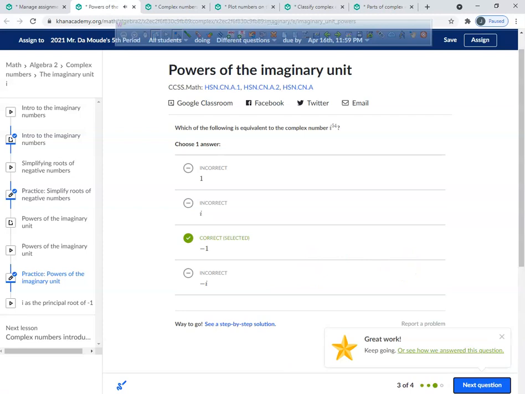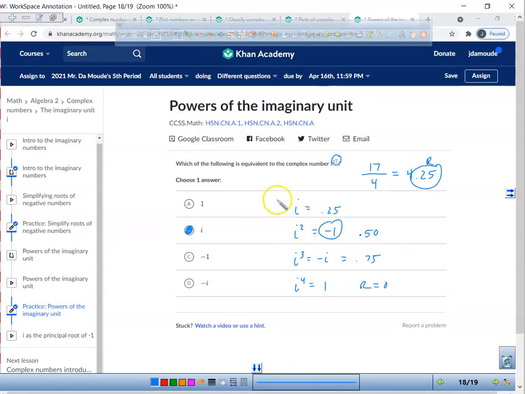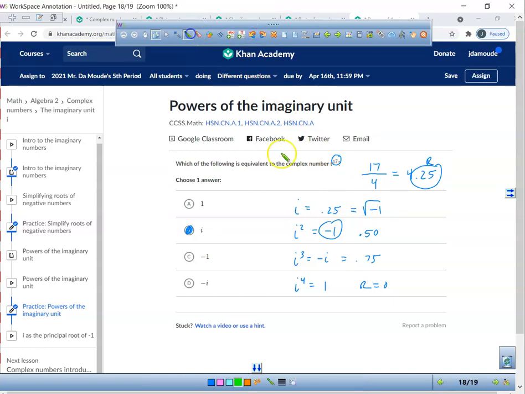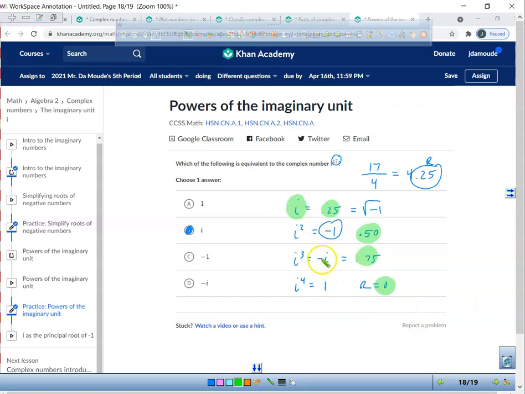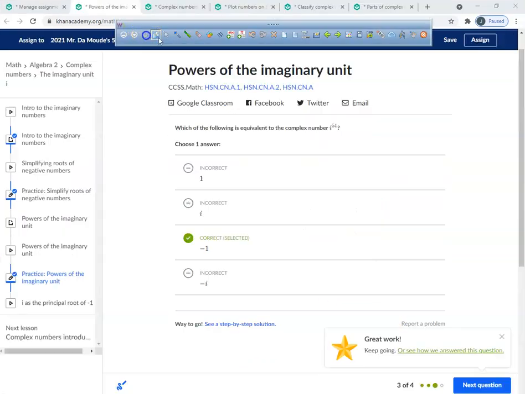Okay? So what do you need to have in your journals? You need to have this concept of this is the square root of -1, but these are your remainders. So your remainders are 0.25, 0.5, 0.75, and then you got a remainder of 0. And that goes with your answers of I, -1, I squared, sorry, not -I, and +1. Okay?